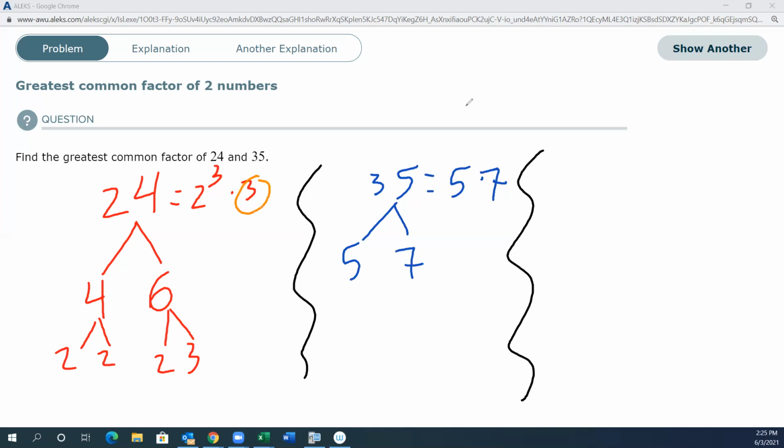Does 3 divide into both? Nope, there's no 3's over here. How about 5? No 5's over here. How about 7? Nope, no 7's over here. So the greatest common factor, there is nothing, so it's just 1. 1 is the biggest number that divides into both of them.